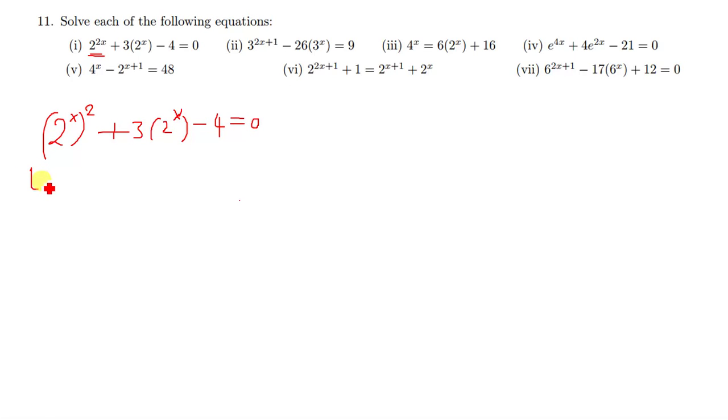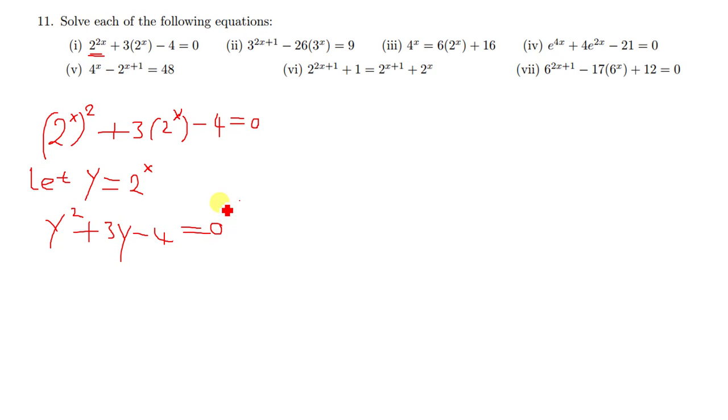So from here, because when you look at this, it's already in a quadratic form, we can simply say let y be equal to 2 raised to power x. So while there is 2 raised to power x, we put y, so meaning we're going to have y squared plus 3y minus 4 being equal to 0.